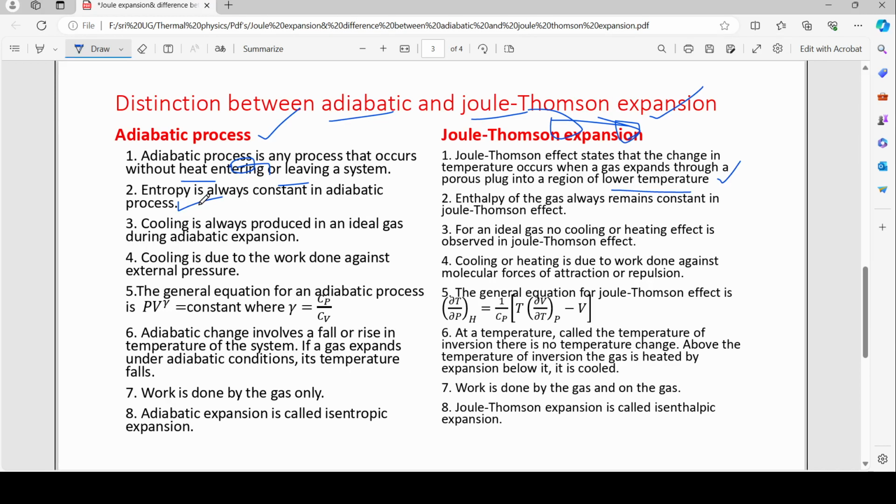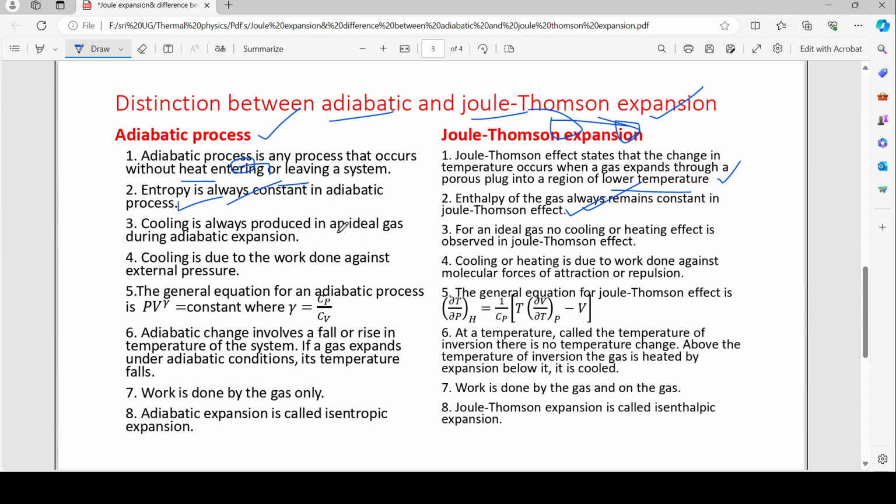If you want to know more, please watch the TS diagram, where I explained it clearly. Entropy is always constant in an adiabatic process. Enthalpy of the gas always remains constant in the Joule-Thomson effect. Here entropy is constant, here enthalpy is constant.